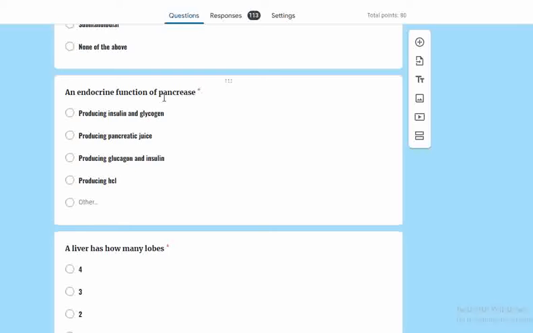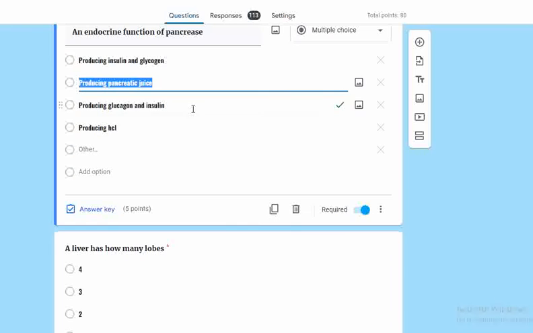Now the first one, producing insulin and glycogen: the glycogen has actually destroyed the entire thing, so that is wrong. Producing pancreatic juice is not endocrine but exocrine, because it's used to digest food, and it uses the duct system, not the blood like endocrines, which stream their hormones into the blood for transportation. Now, it produces glucagon, and that is the correct one. So the correct answer was C.